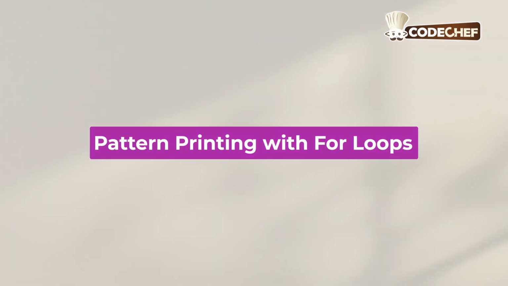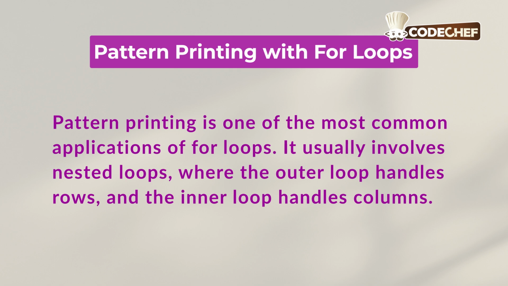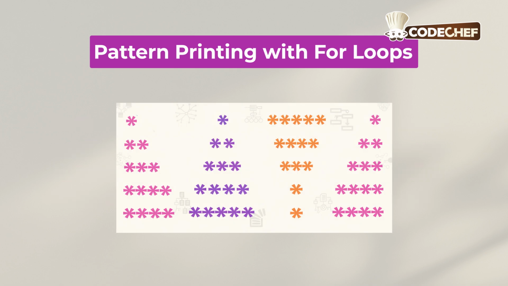Next is pattern printing with for loops. Pattern printing is one of the most common applications of for loops. It usually involves nested loops, where the outer loop handles rows and the inner loop handles columns. With for loops, we can create structured outputs such as triangle, square, or number patterns. Now let us go to the CodeChef platform to see an example of pattern printing in C++.